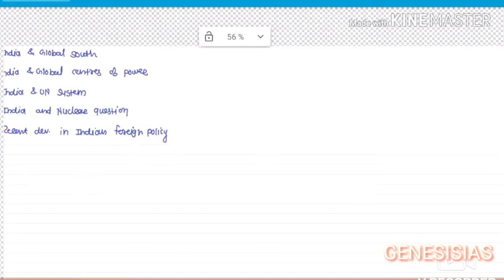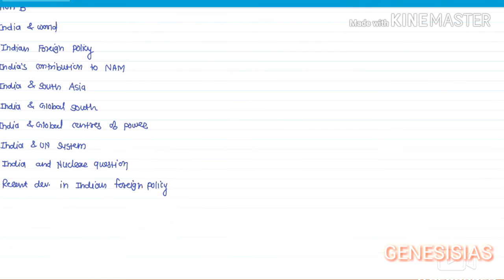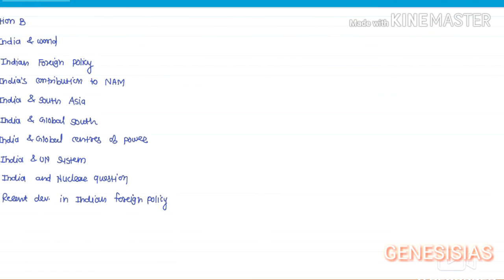So you can see the syllabus here in brief. What it includes: India and world, Indian foreign policy, then India's contribution to NAM, India and South Asia, India and global South, then India and global centers of power, India and UN system, India and nuclear question, then recent developments in Indian foreign policy. This is section B of paper 2.